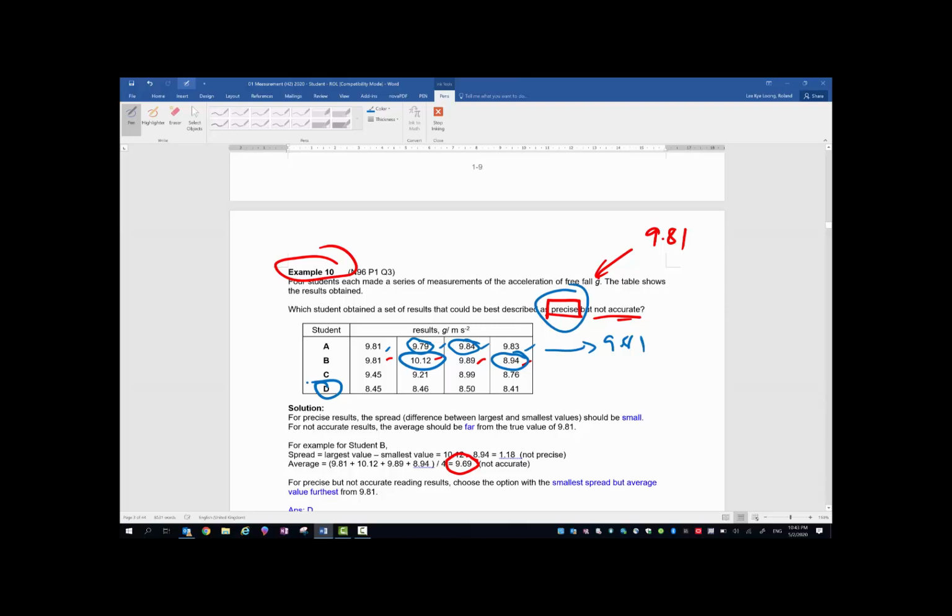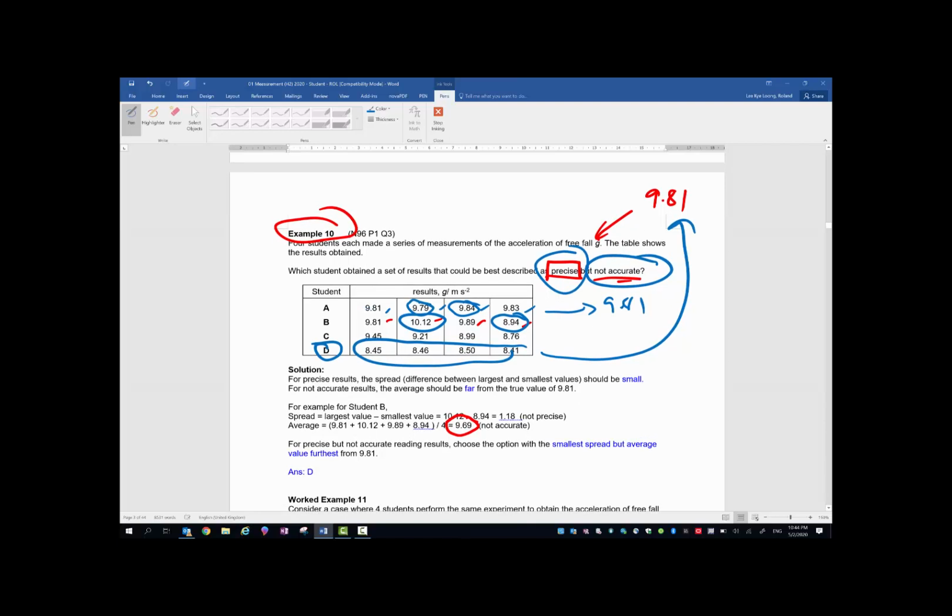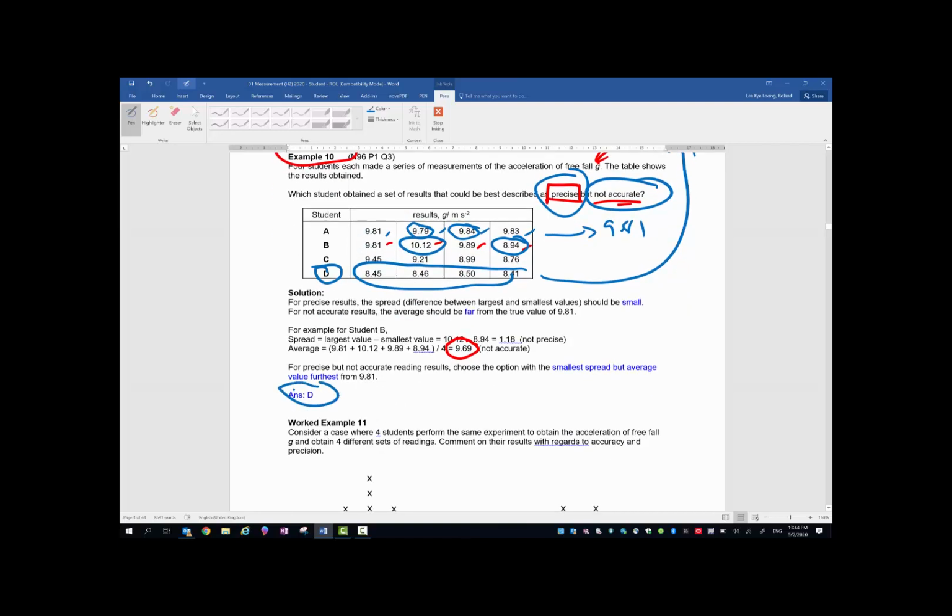Okay, the answer is D. Why? Because they want precise. Is it precise? Yes, the spread is small. The smallest is 8.41, the largest is 8.50. So the spread is only 0.09. That's a small spread, but it is not accurate because the average of this value is far from 9.81. So ladies and gentlemen, the answer is D.